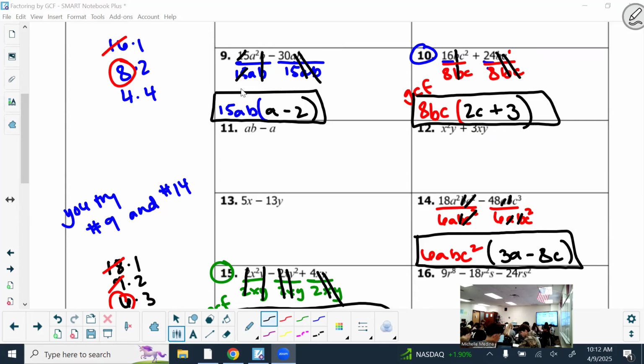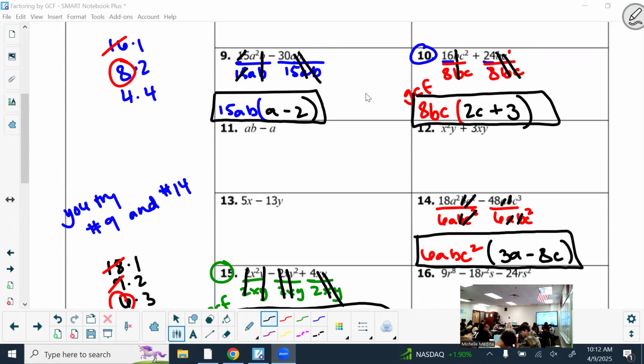So you can see over here what canceled out. In the first one, the 15s and the B canceled. A squared divided by A is A. In the second term, the A and the B canceled because they were the exact same exponent. Negative 30 divided by 15 is negative 2. Questions on that?